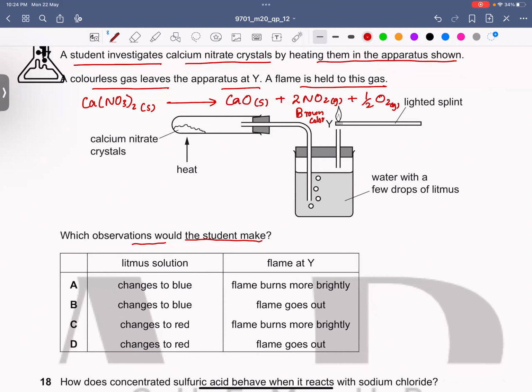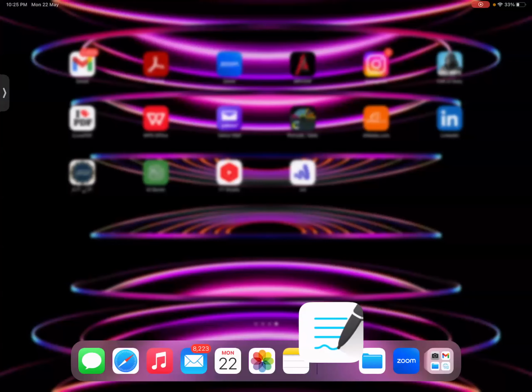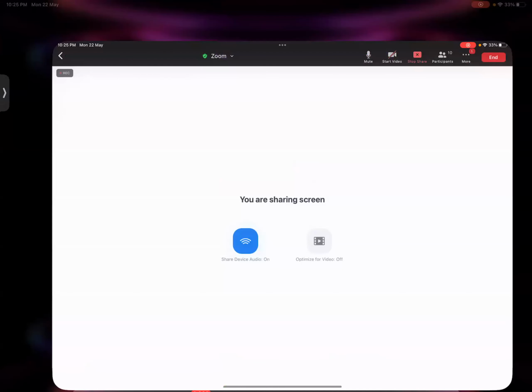So can anybody figure out the nature of the NO2 gas? Oxygen is neither acidic nor basic, but if we talk about NO2, it's a non-metal oxide, so it must be acidic.